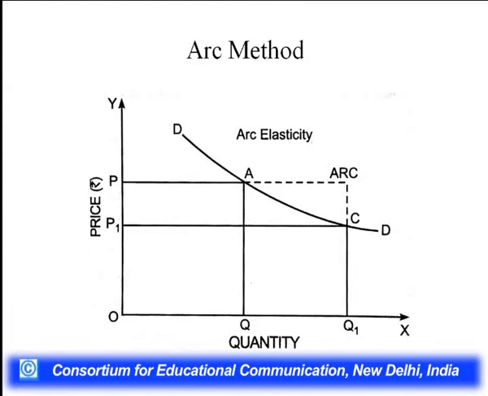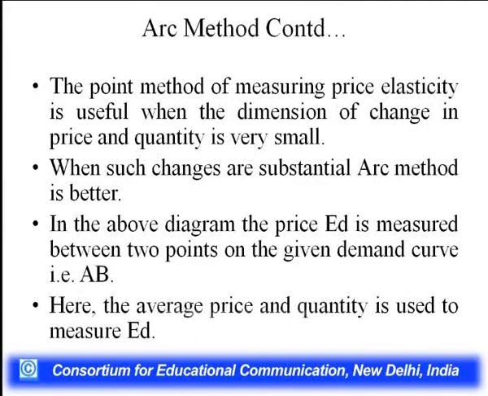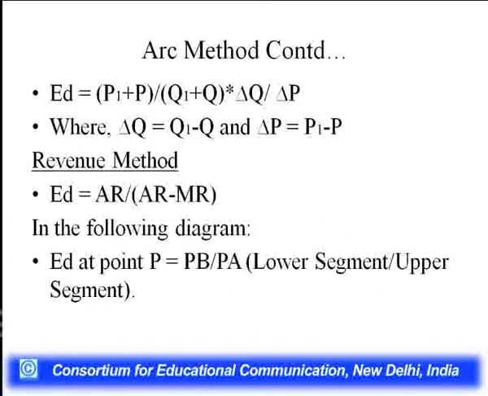Another method is the arc method, in which the elasticity is measured over a range of the demand curve. Here we have tried to measure elasticity between points A and C. If price is OP1, quantity demanded is OQ1, and if price increases to OP, the quantity demanded falls from OQ1 to OQ. What would the elasticity be in this case? Here the average of both the price and quantity is taken, the average of the original and new price and quantity.